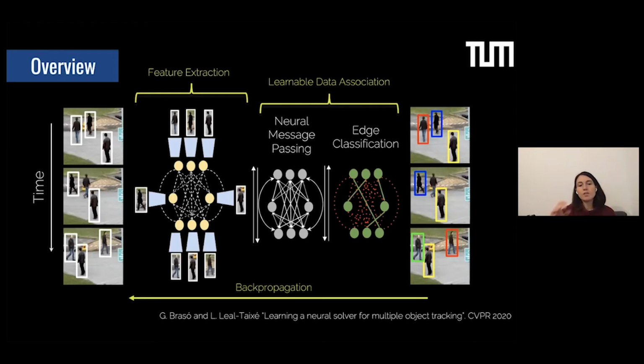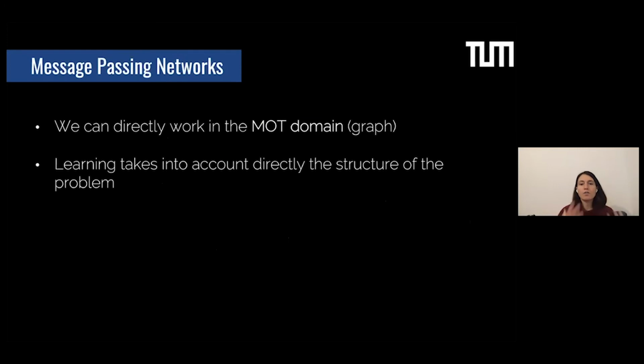But for this, we need to work on this domain here, which is not the classic neural network domain. This is actually a graph domain. And for this, we're going to leverage what we call message passing networks. And the cool thing is that now we can work directly in this MOT domain, right? So the structure of the problem is going to be taken into account when we perform the learning.